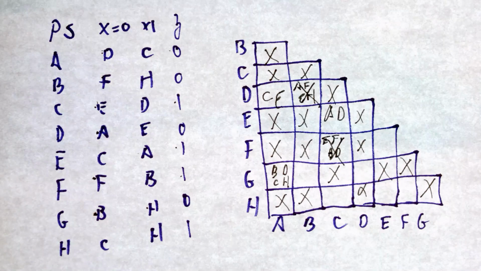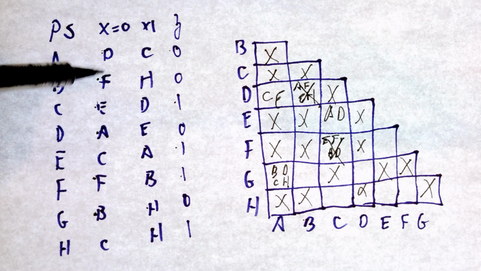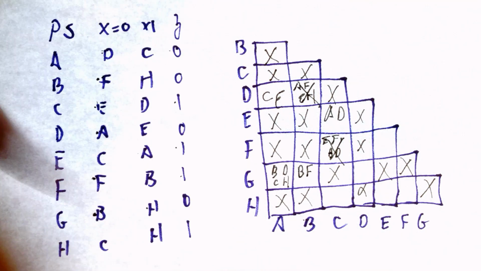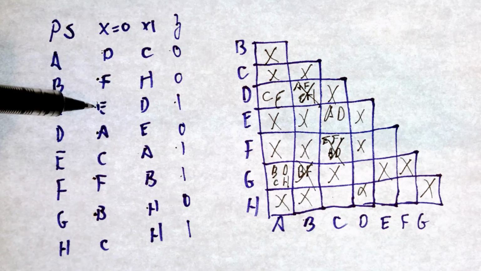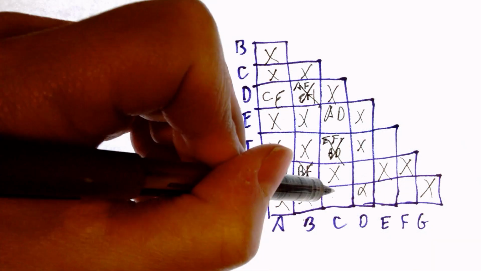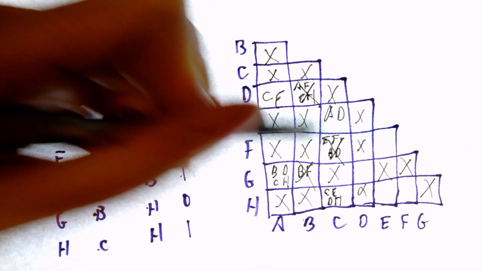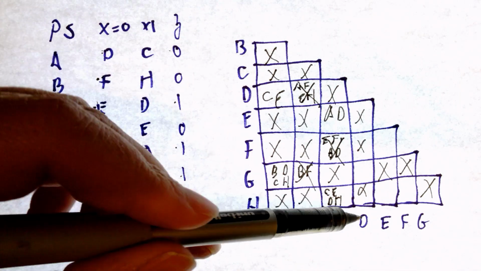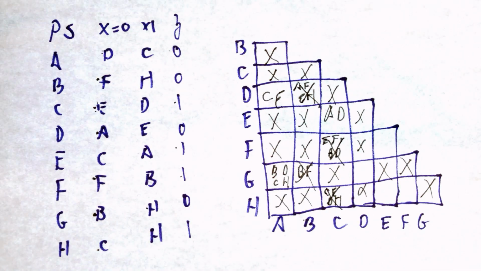Well, what about, oh, we've skipped BG. So from B to G, I have BF and HH. Well, BF is blocked, so this must be blocked. What about CH? Well, from C to H, I have CE, DH. Now, it turns out CE is AD, DH is blocked. So that's no good.